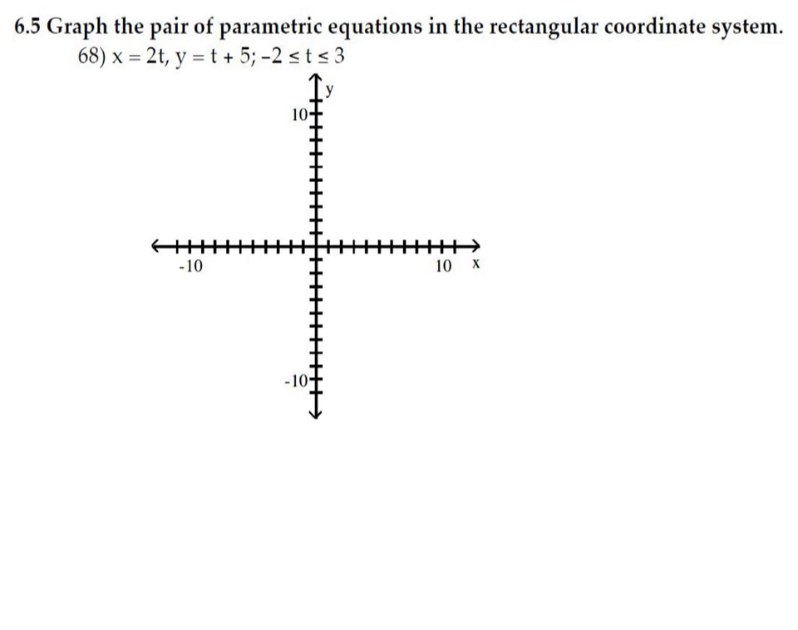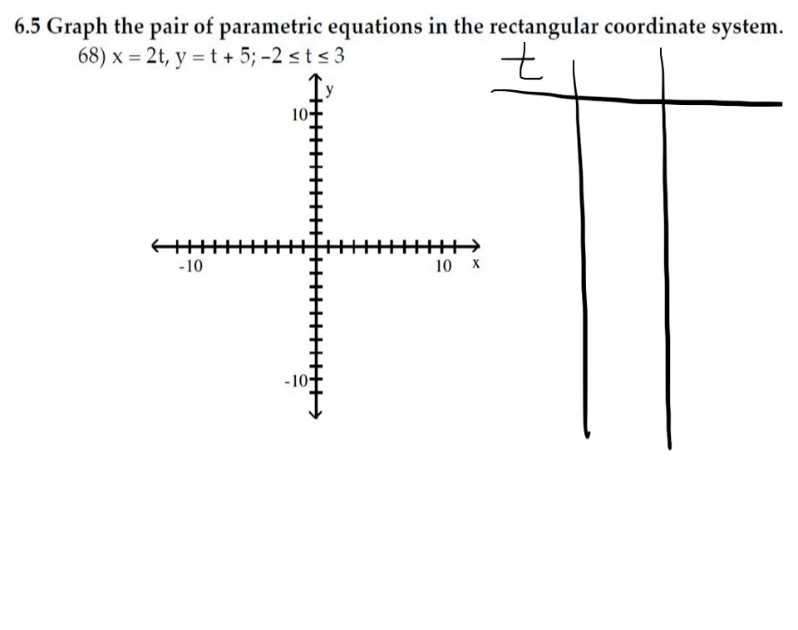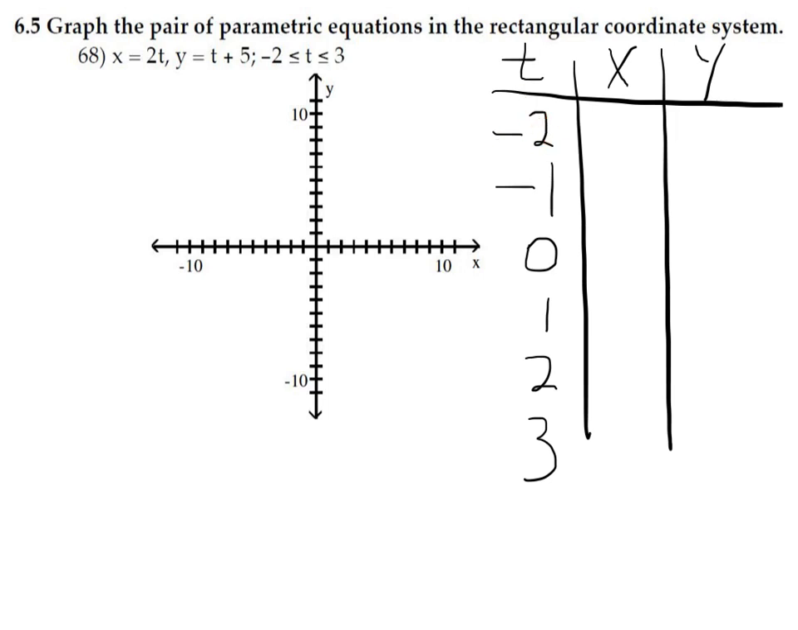So I'm going to plot points, but I need 3 columns, so t will give me x and y. I'm going to start at -2 for t because that's where t starts, and go -1, 0, 1, 2, and 3. This might not be enough. I might be able to go to decimals or fractions to get more information, but I think this will be enough. Let's find out. If t equals -2, we plug that into x equals 2t and get -4. We plug -2 into t plus 5, and we get 3.